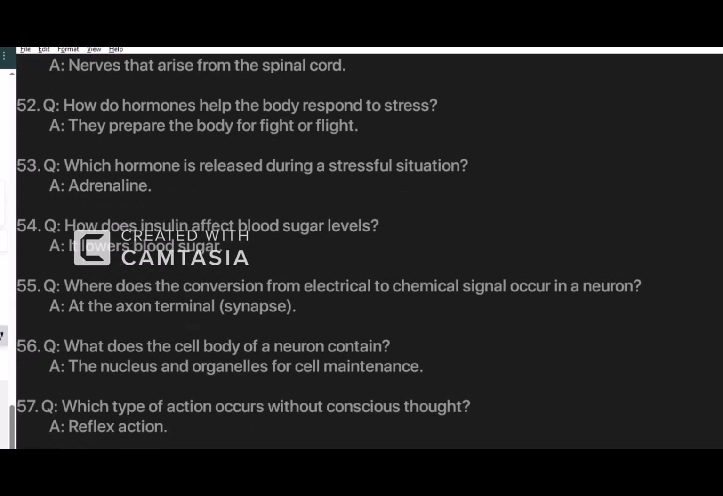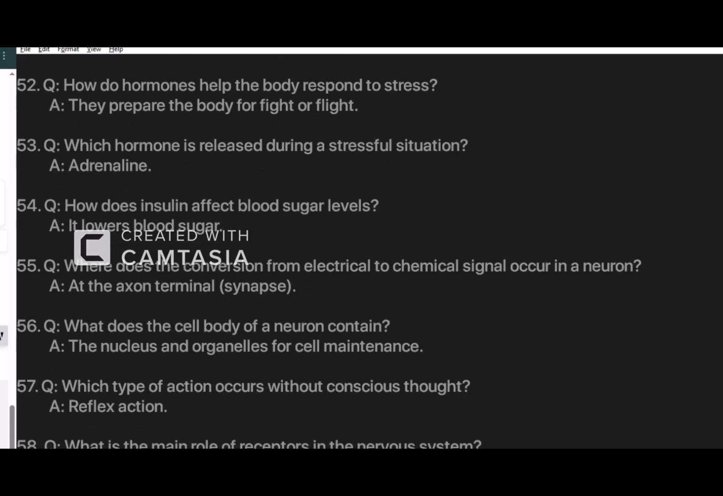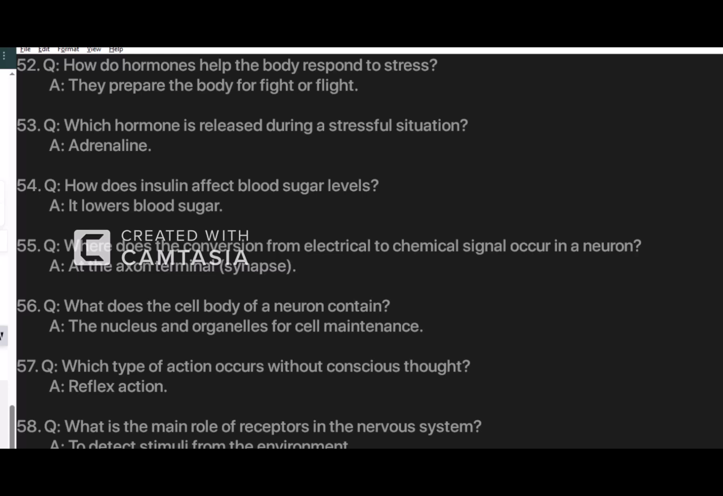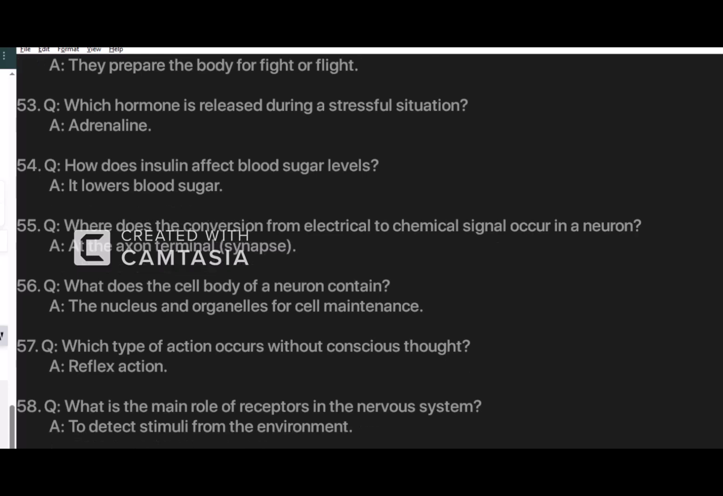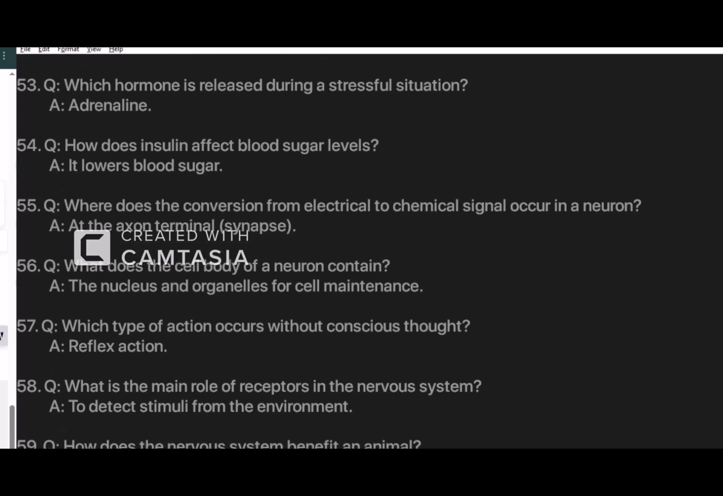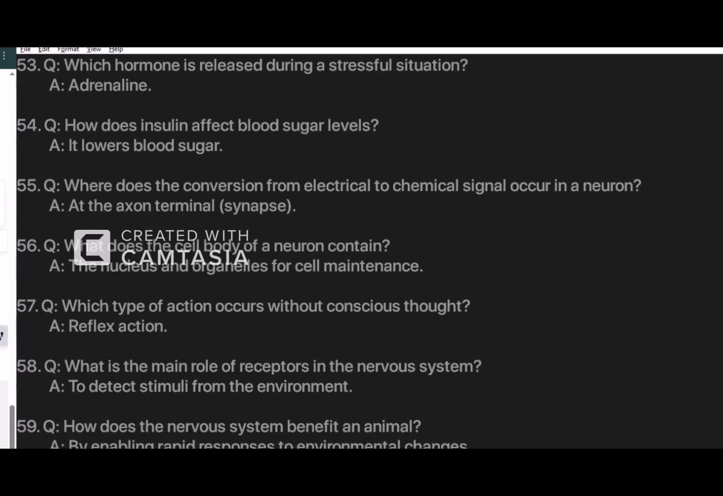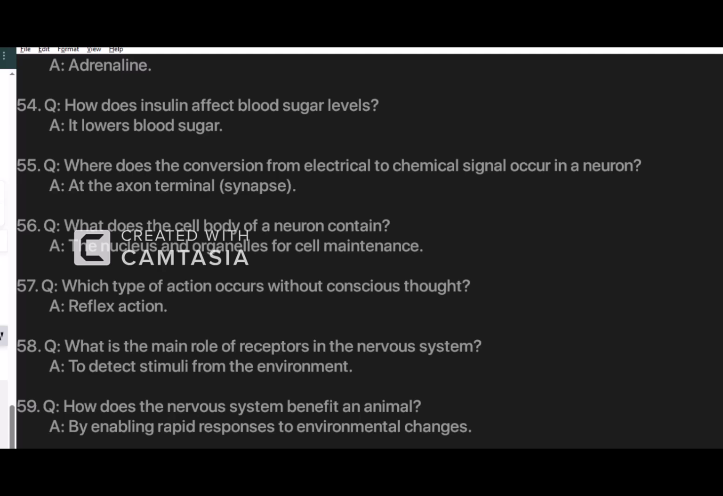58th. Q. What is the main role of receptors in the nervous system? A. To detect stimuli from the environment. 59th. Q. How does the nervous system benefit an animal? A. By enabling rapid responses to environmental changes.